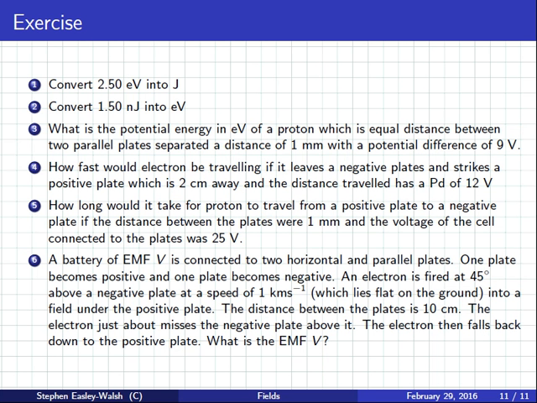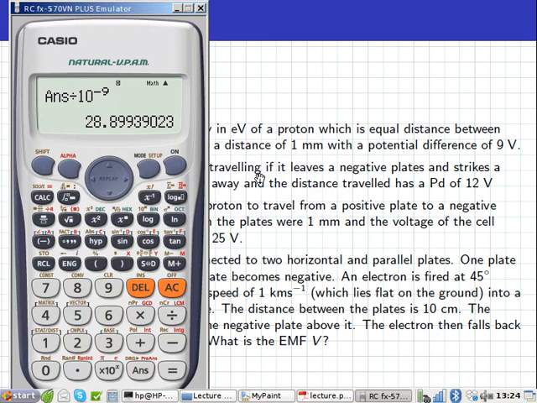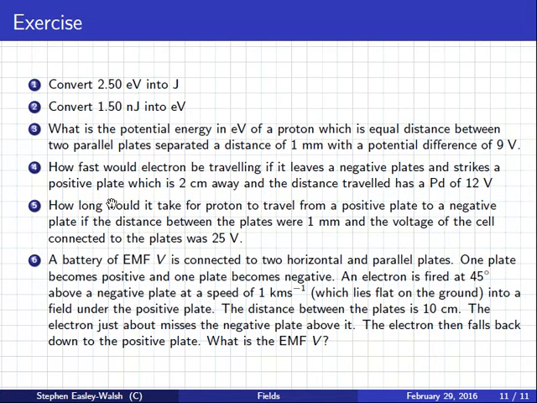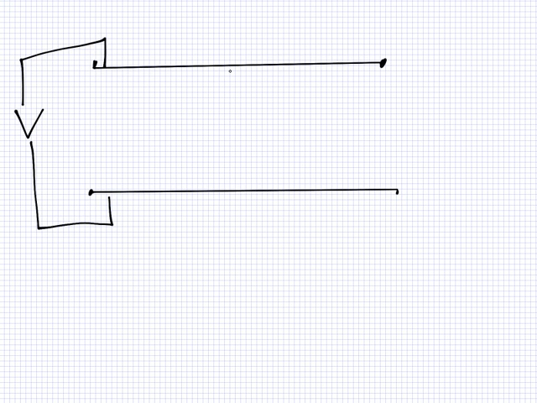A battery of EMF V is connected to 2 horizontal plates. Oh yeah, this one. So, a battery of EMF V is connected to 2 parallel plates. One plate becomes positive and one becomes negative. An electron is fired at 45 degrees above the negative plate. So this one is positive plate, this one is negative, and there's an electron fired here above the negative plate at 45 degrees and at a speed of 1 kilometer per second.